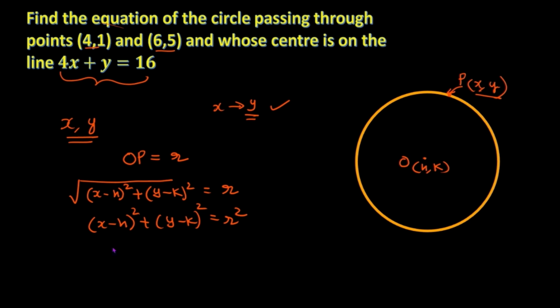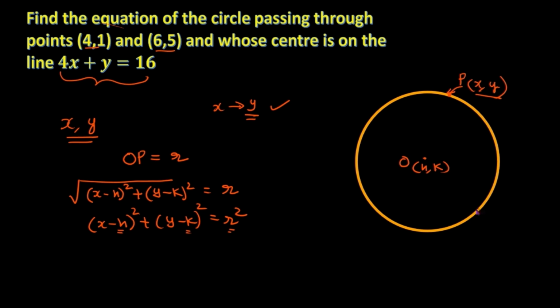So they asked us to find the circle equation. Then what does it mean? We need to find h, k and r. If you find these three things, then we can write the circle equation, the relation between the x and y variables.